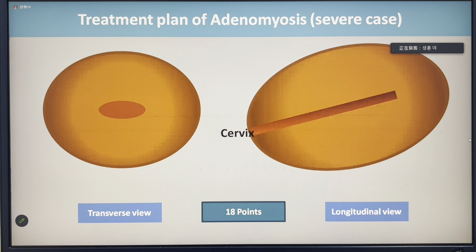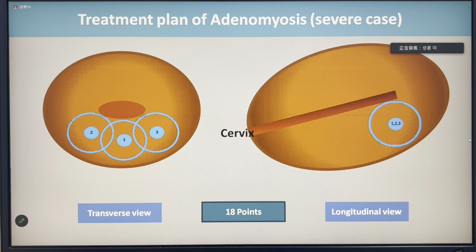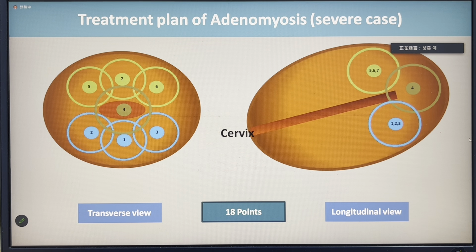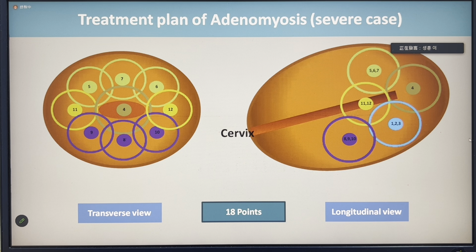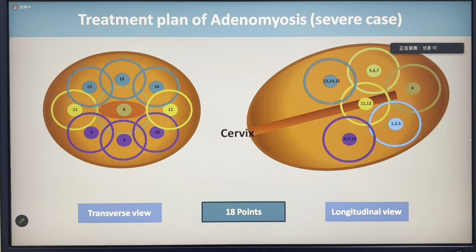In the case of large adenomyosis, maximum 18 points need to be ablated. In the same manner, bottom and far section and top is ablated successively, and bottom and far section and top is ablated. Finally, ablate the nearest point.